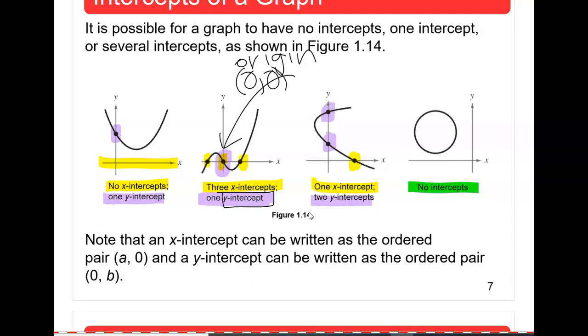Just like you can have no intercepts at all, you can have no x-intercepts or no y-intercepts but have the other kind. So again, in summary, every x-intercept is going to be written as an ordered pair in this form, where the y value is equal to 0. And every y-intercept is going to be written as an ordered pair as well, where in this case the x is equal to 0.